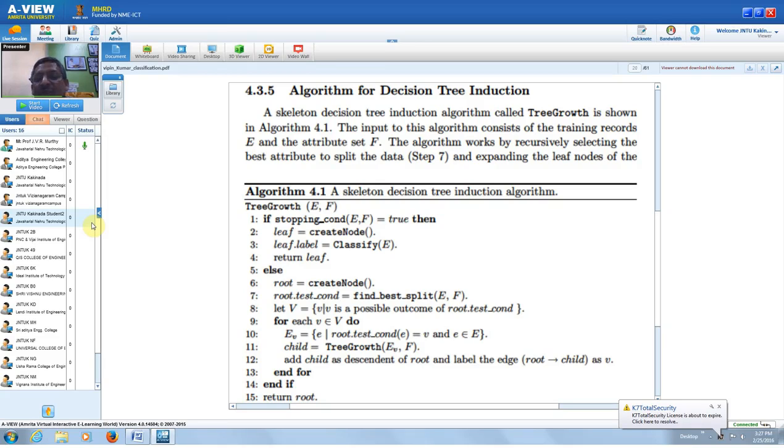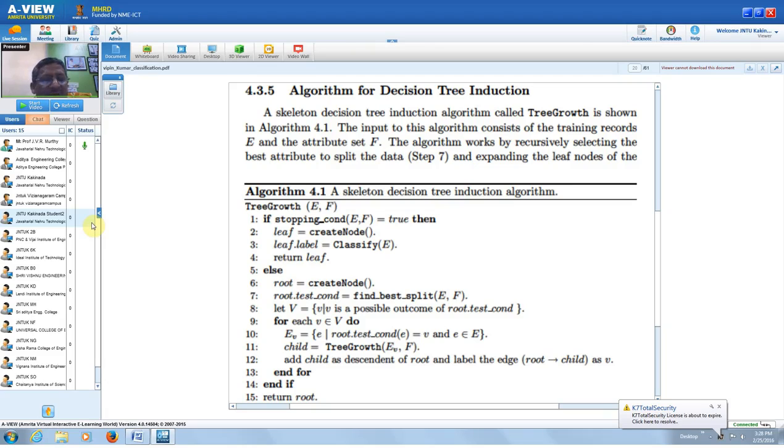So the algorithm works recursively by selecting the best attribute to split, which is mentioned in step 7. Why I am telling you the algorithm straight away is that we have just studied how to find the best split. So here we have TreeGrowth(E, F). Now two conditions arise. You have to check each time whether the stopping condition is true or not. What is the initial input for you?